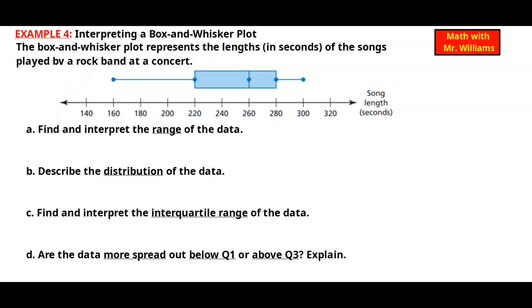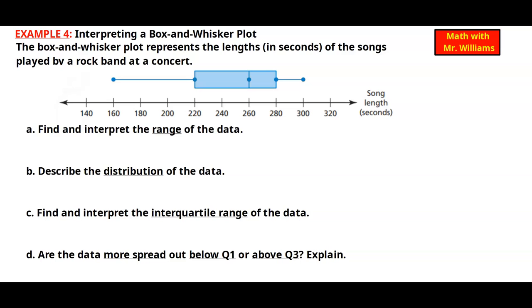Math with Mr. Williams. Example 4, interpreting a box and whisker plot. The box and whisker plot represents the lengths in seconds of the songs played by a rock band at a concert. Okay, so question A says, find and interpret the range of the data.